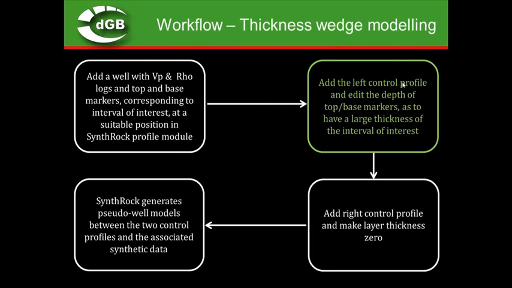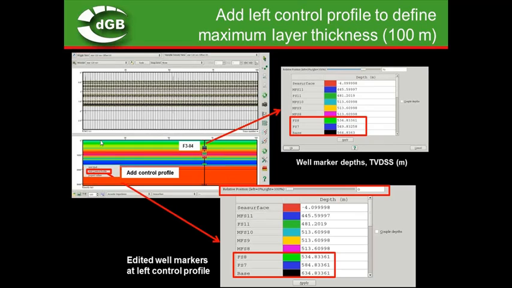Now the second step is to add the left control profile and edit the depth of the top and base markers so as to have a large thickness of the interval of interest. So to do that, once you have added your well, you click on the left end and select Add Control Profile, which will lead you to this window, wherein you specify the relative position of your left control profile, which is 0 in this case because this is the leftmost end, and you edit the well markers corresponding to the interval of interest such that the thickness between the top marker, that is FS8, and the base marker is 100 meters, for example.